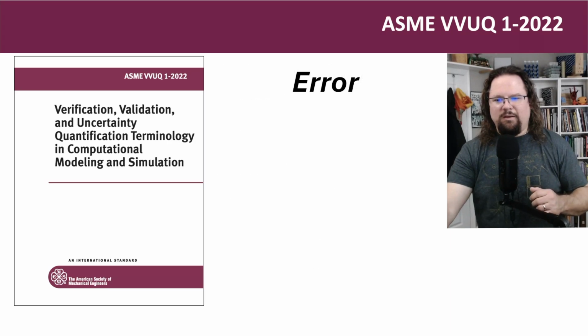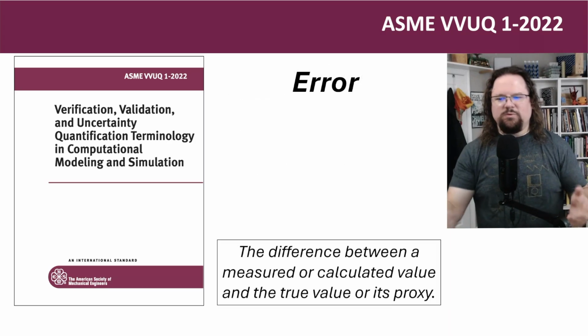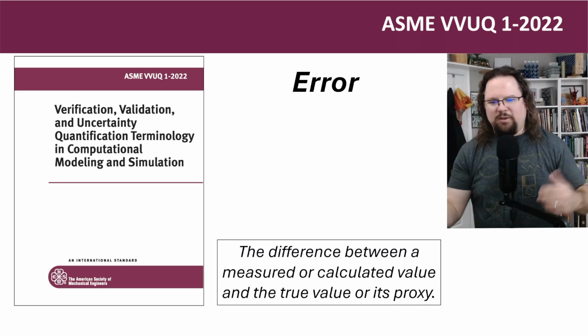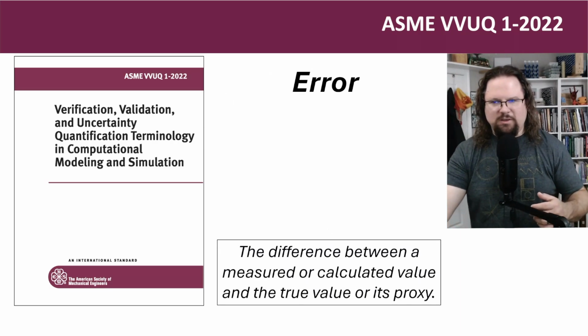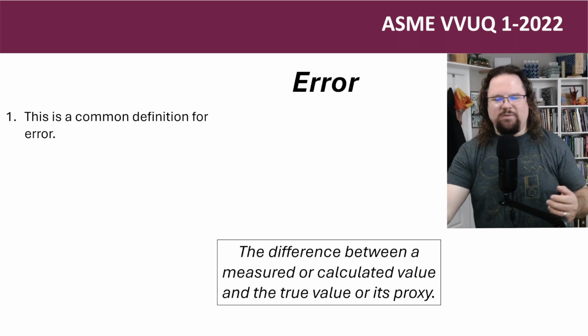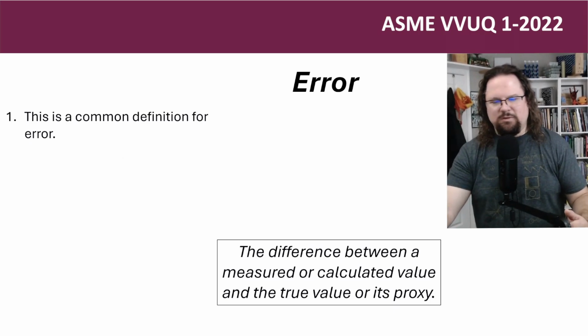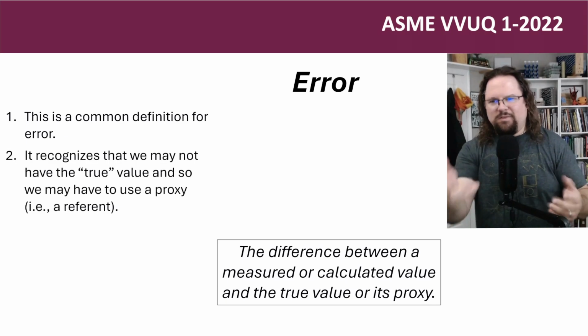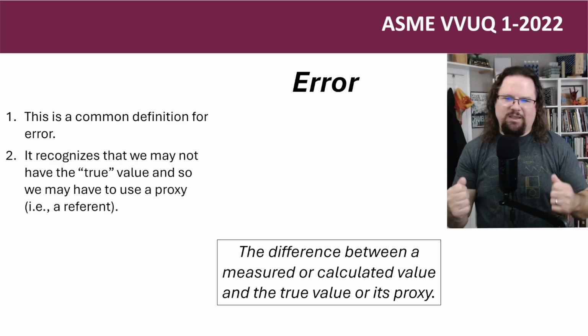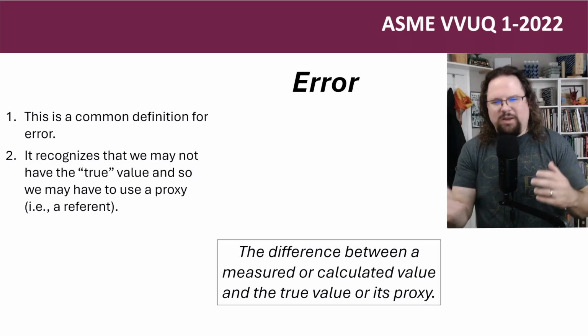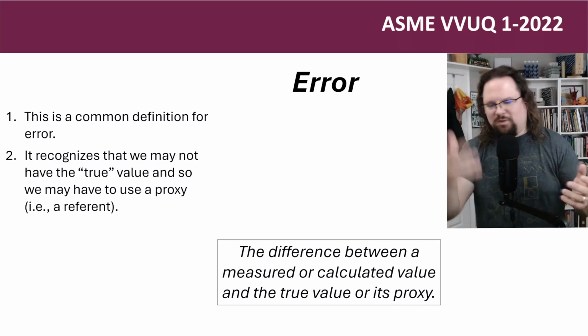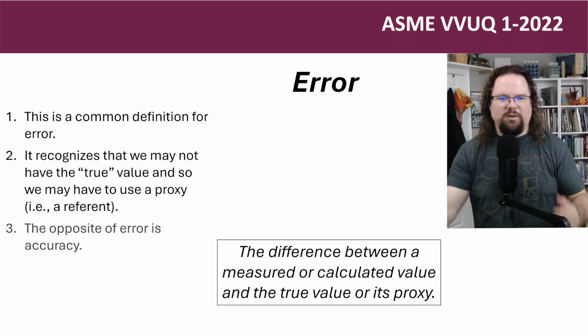First, error. Error is defined as the difference between a measured or calculated value and the true value or its proxy. This is a very common definition for error. You can find it in almost any textbook. I think this definition specifically recognizes that, hey, we'd like the true value, but we may not have it, so we have to use its proxy. In this document, we've defined that proxy as the referent.